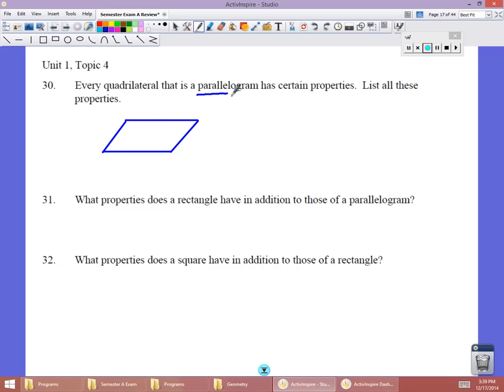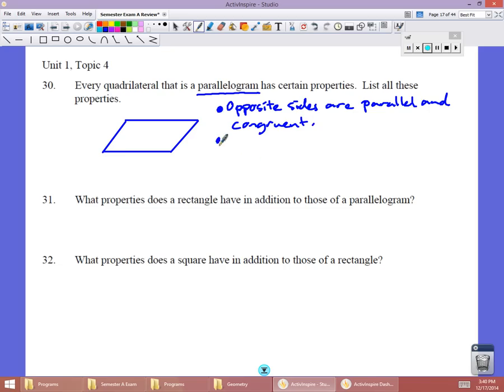Well, first of all, it's a parallelogram, and so one thing that has to be true is that the opposite sides have to be parallel, and at the same time they're also going to be the same length as each other, so they need to be congruent. So our first bullet point that we're going to put down is we're going to write that the opposite sides are parallel and congruent. And that is true of every parallelogram.